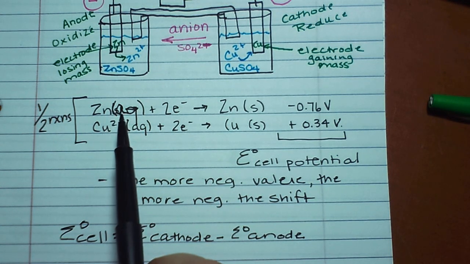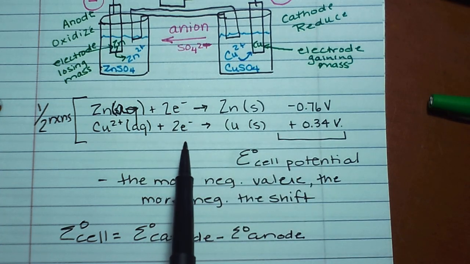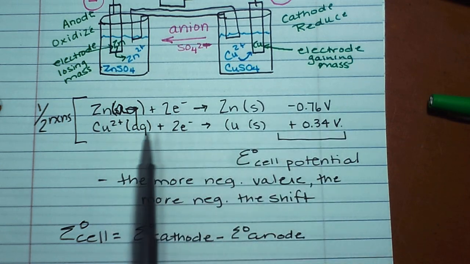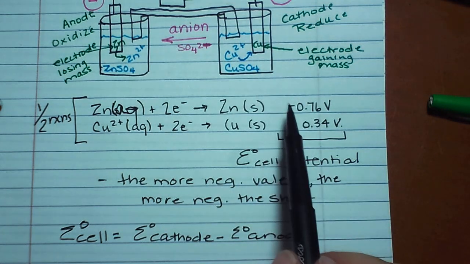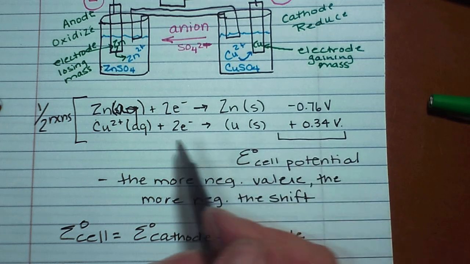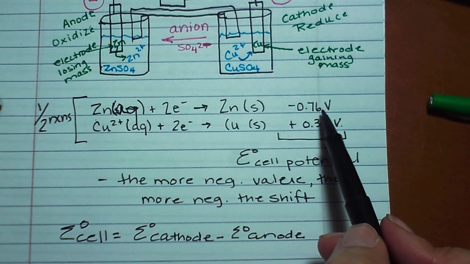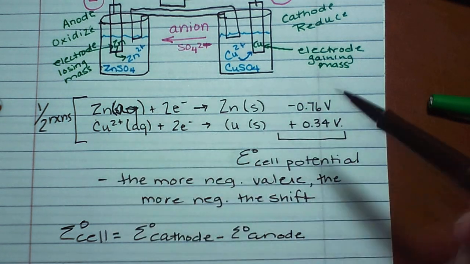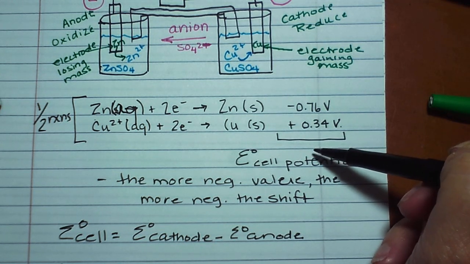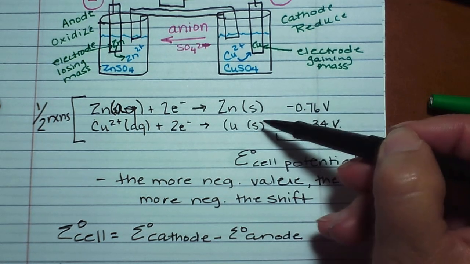I'm going to repeat that. Both of these came off of a chart, and these are both reductions. See, they're gaining electrons. So whichever one is the anode, that's the one I have to flip, because one has to be a reduction and one has to be an oxidation. So the one that's most negative, I'm going to have to flip that, because otherwise I would add these two together and get a negative number. But the number for the galvanic cell has to be positive. So I'm going to flip the most negative one.